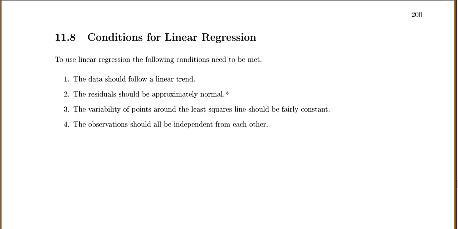Now, remember how we talked about residuals? A residual is the difference between your observed and predicted value. So if you were to find all of the residuals, they should look approximately normal. Okay? And the variability of points around our least squares line should be fairly constant. We'll talk about what each of these actually look like. And the observations should all be independent from each other. Okay, one shouldn't be affecting the next one.